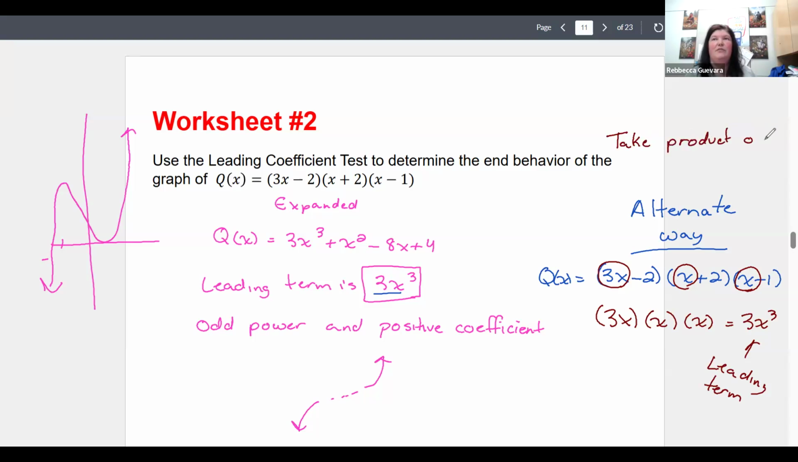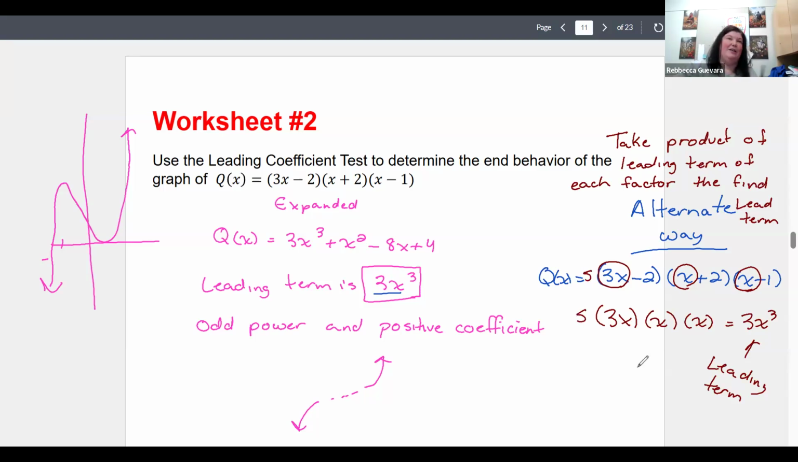So take the product of the leading term of each factor to find just your leading term. And if you had something up front, like a 5 here, then you'd have to include that 5, because that coefficient needs to go along as well. You're treating it once again like it's just another factor and you're taking the leading term.